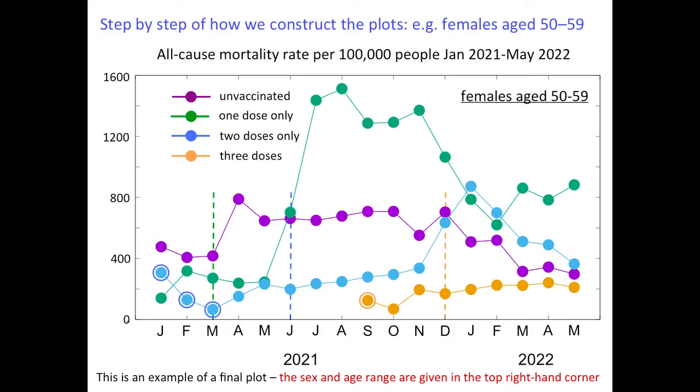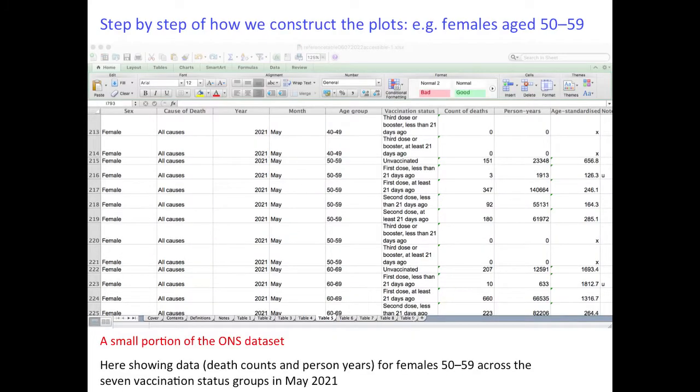If you'd rather skip these details, you can use the timestamps to go straight to the final plots, but I think you'll get more from these by knowing really how they're built and what they're actually representing. So here's a small portion of the very large ONS dataset.